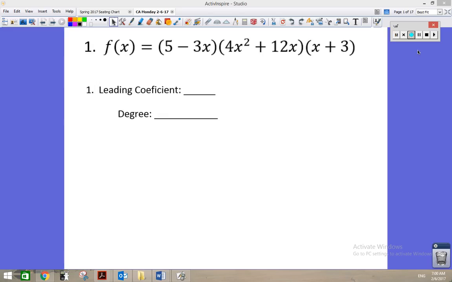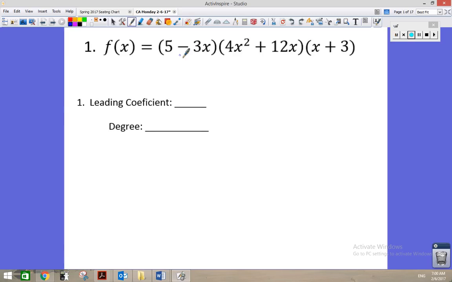Let's take a look at these problems for a review of polynomial functions. They give us a polynomial function that's in factored form. To determine the leading coefficient, we'll take the coefficient in front of the variable of each factor and multiply them together. So the leading coefficient I get is negative 12.